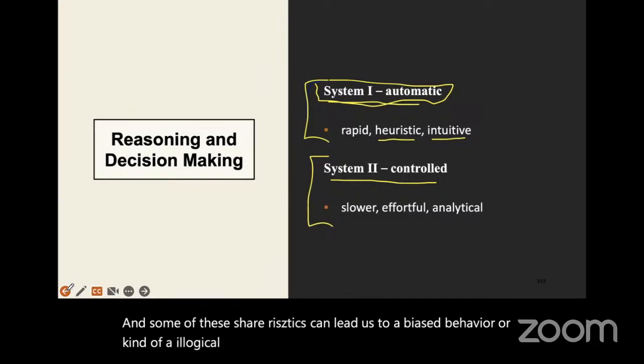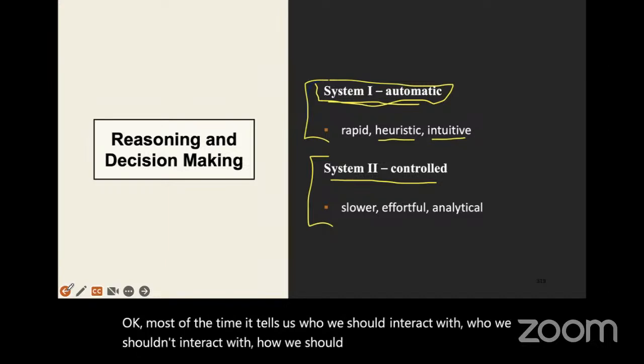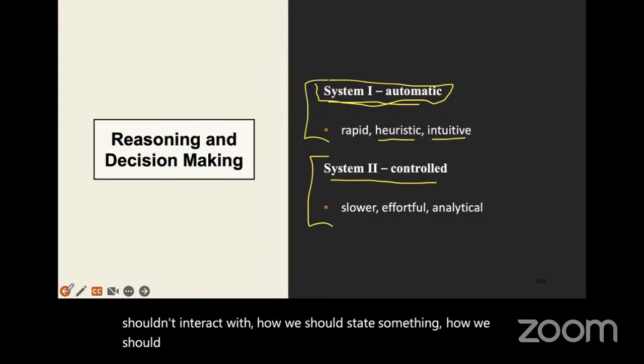Now, I want to make this very clear, and it's important to state this. Most of the time, heuristics and intuition get us through life, okay? Most of the time, it tells us who we should interact with, who we shouldn't interact with, how we should state something, how we shouldn't. Most of the time, it works really, really well.